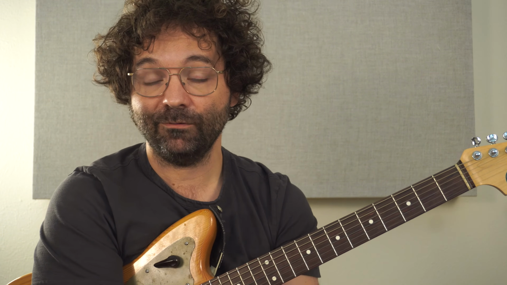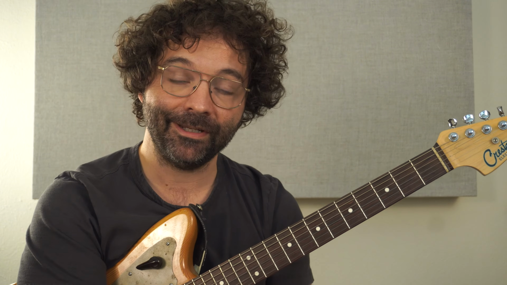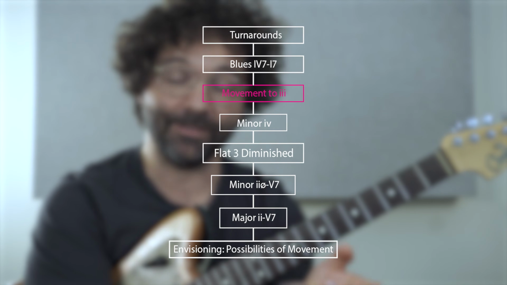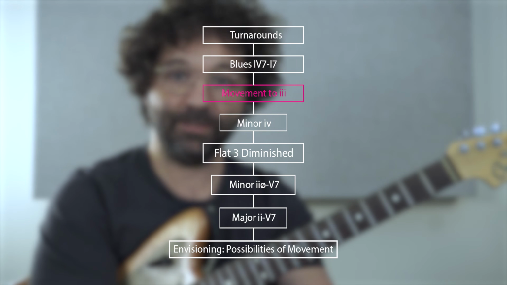In our last deep dive, we talked about the flat 3 diminished. I showed some examples of songs where it happens, and we talked about some nice ways of playing over it. This time around, we are talking about the movement to the 3. It's a lot of fun. It's a little bit more complicated than the flat 3 diminished, but it's very beautiful, and I'm going to show you some things to do with it.